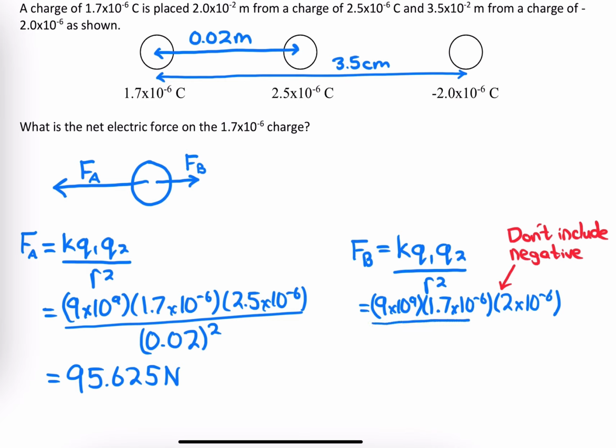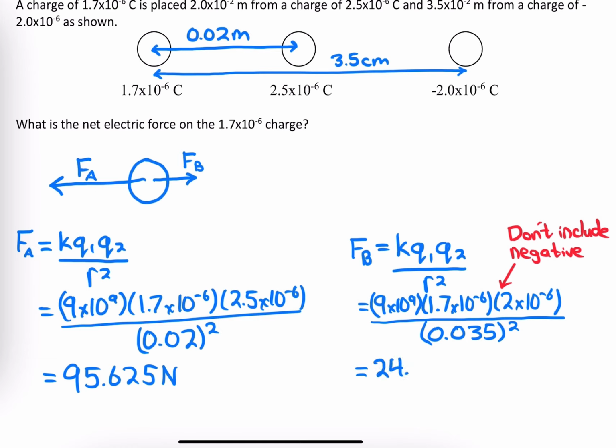Okay, so let's finish this off. R is the distance between them, so 0.035, and it's going to be squared. So the magnitude of force B is 24.980 newtons. And again, this is just the magnitude. This equation can only tell me the magnitude, no vector hat there. The direction I have already found using the polarity, and I drew that up here.